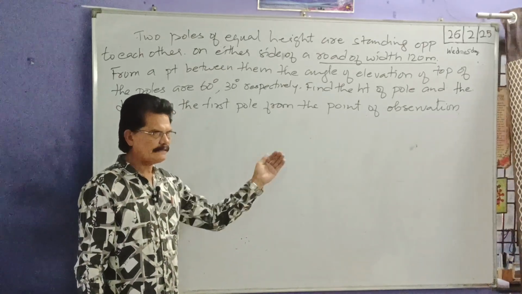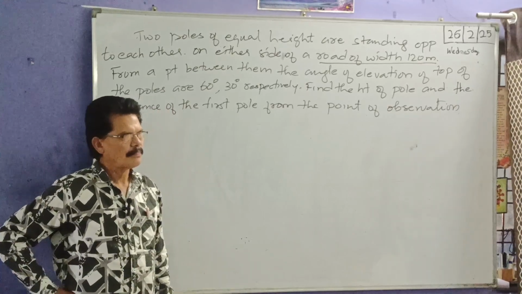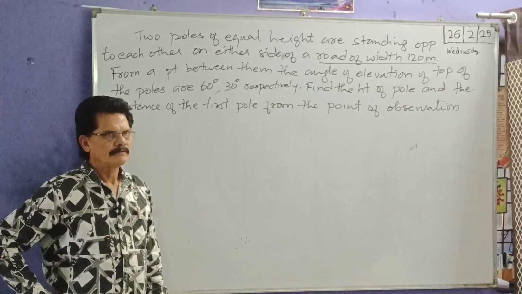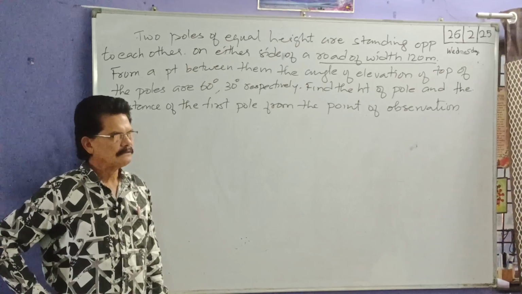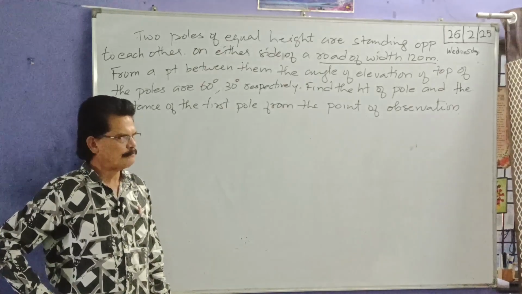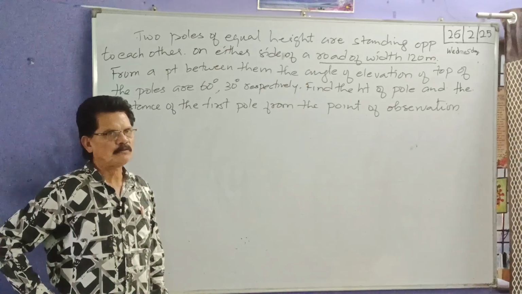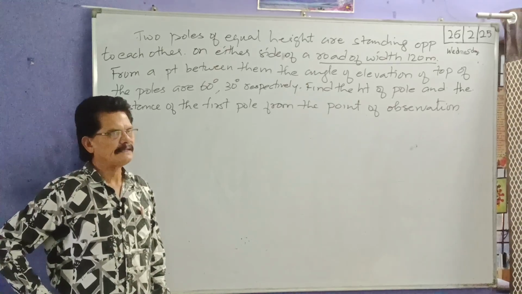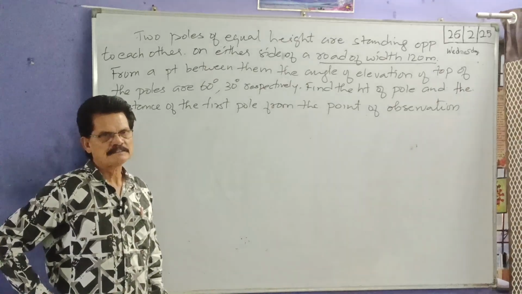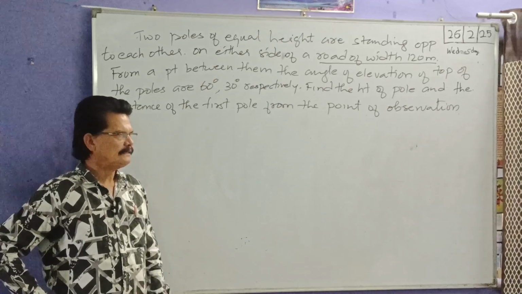Understand? Why is the observer closer to the first pole? Sound has to be more, no? Kiska more? Not the first pole. The top of the first pole. The angle of elevation is more. The second pole, angle of elevation is less. It is a little bit far away from the second pole. It is nearer to the first pole.